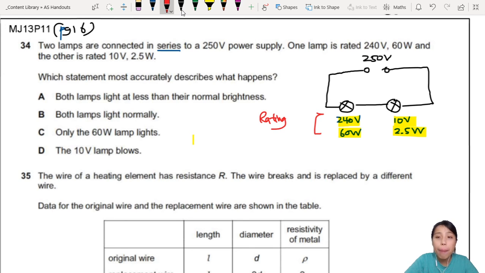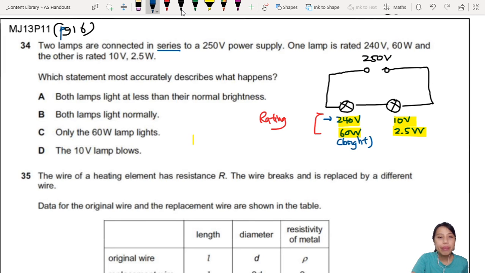If you go above their rating, there's a chance you might make the bulb explode because they're not meant to take such a high voltage. If you give them a potential difference lesser than what they like, so like this one, if you give less than 240 volts, then it won't be as bright as 60 watt, it will be lesser. So this kind of tells you how bright it is. So let's see here. Let's go through each statement one by one.